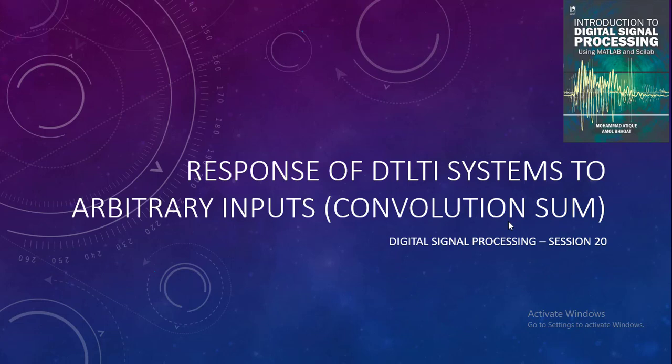The second method is where we represent the given input x of n by using some elementary discrete time signals. We decompose the input as a combination of elementary discrete time signals, identify the response for each elementary signal, and then take a linear combination of those outputs to identify the total response. That is nothing but the convolution summation that we apply there. So in today's session, we will discuss how to identify the response of a DT-LTI system to arbitrary inputs using convolution summation. Today we'll try to derive the formula for convolution summation.